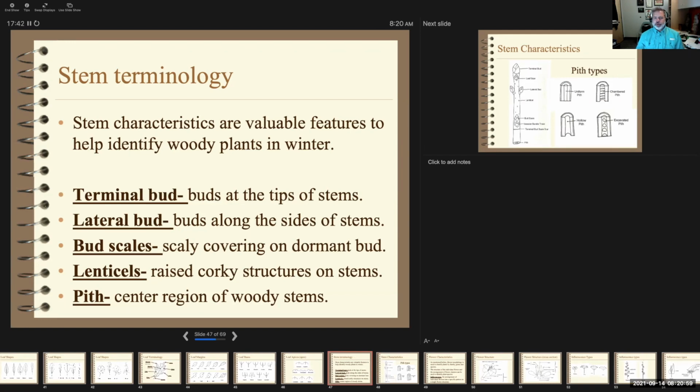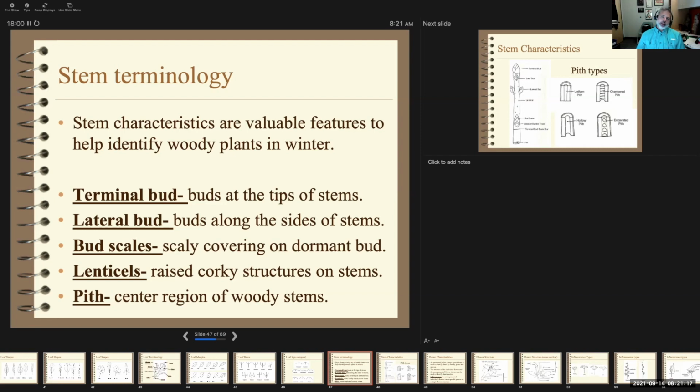Now, stem terminology I feel is a little bit more important. Stem characteristics are valuable features to help identify woody plants in particular, especially in the wintertime. You might be called upon to identify a plant not just in the summertime, not just when it's blooming, not when it just has leaves on it, but in the wintertime. And so stem characteristics come in handy quite a bit.